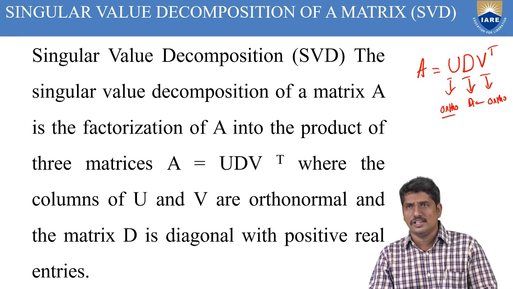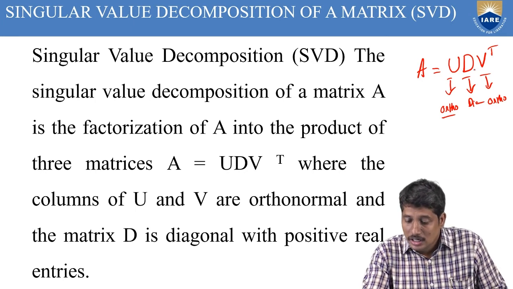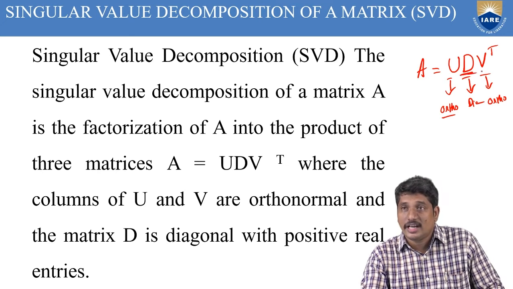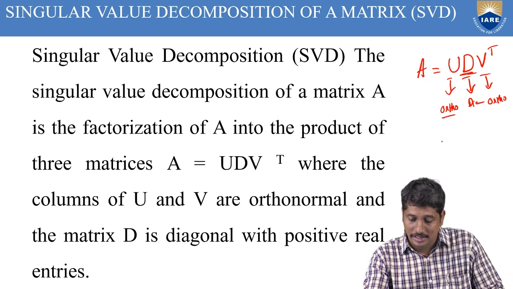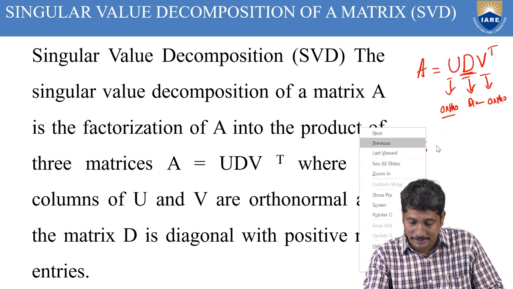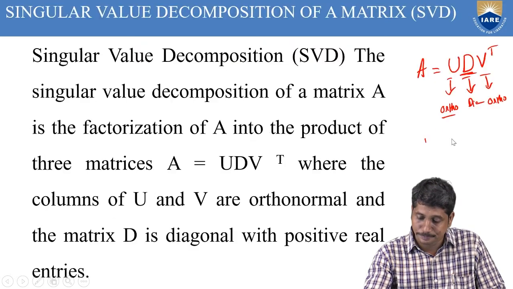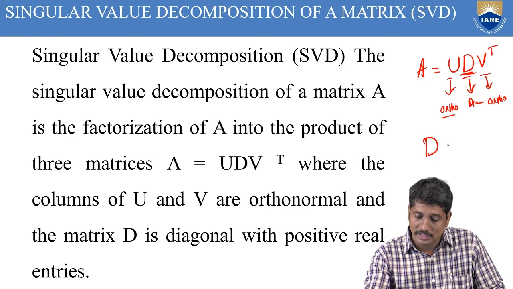Why is it named singular value decomposition? Because the middle matrix is a diagonal matrix. Here, the entries of the diagonal matrix D, the D will be like this, right?